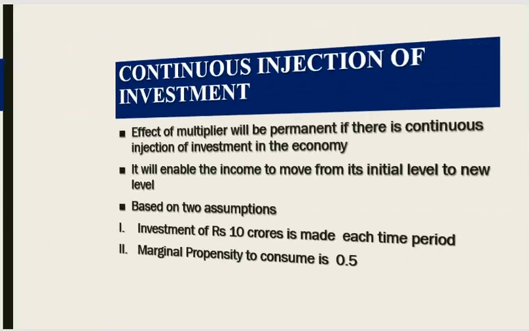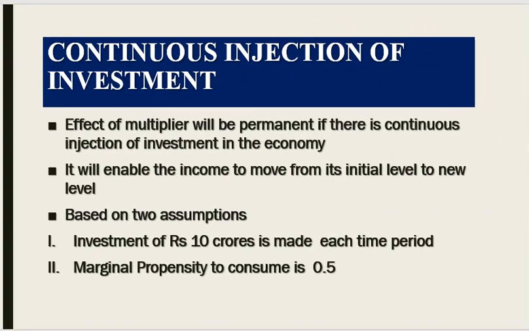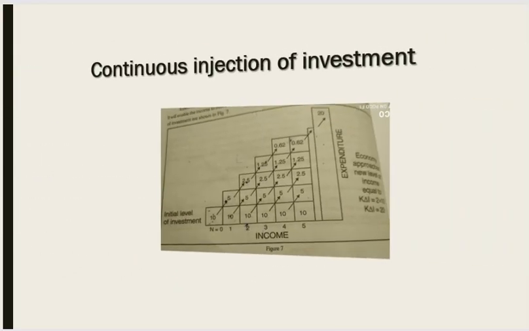Now we will understand the continuous injection of investment. Effect of multiplier will be permanent if there is a continuous injection of investment in the economy. It will enable the income to move from its initial level to a new level. So it is based on two assumptions. Here we are making investment of 10 crore in every time period. And marginal propensity to consume, here we have taken, is 1 by 2.